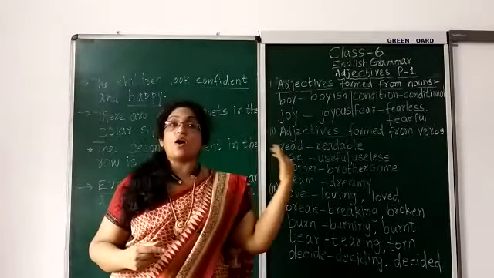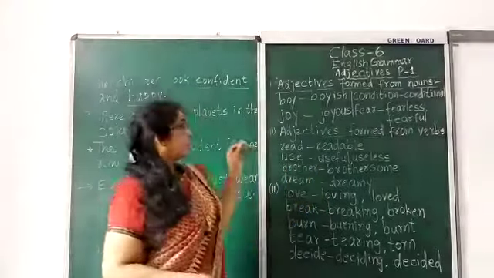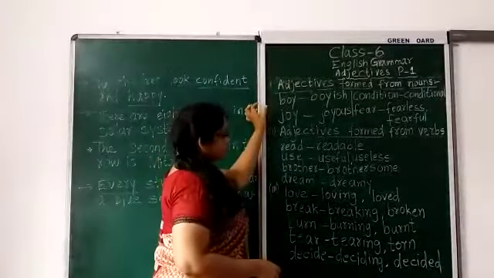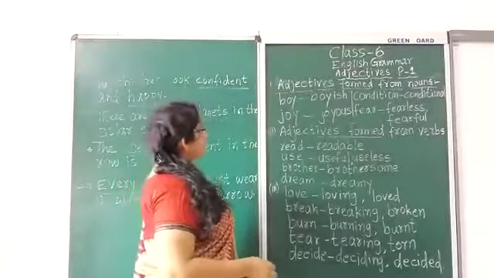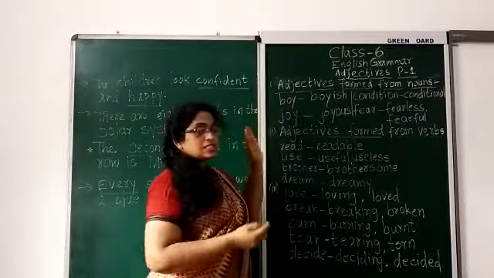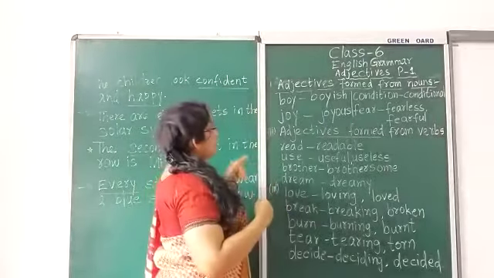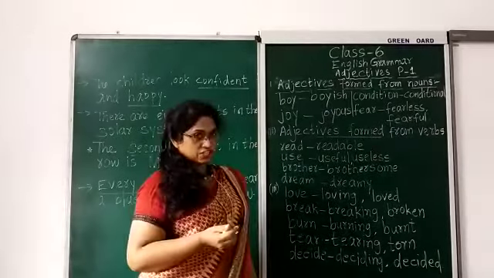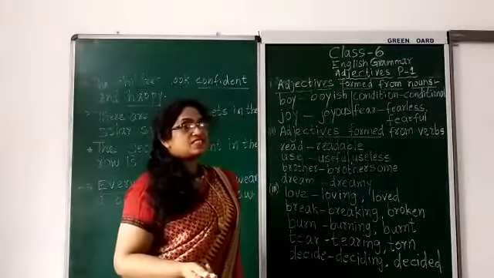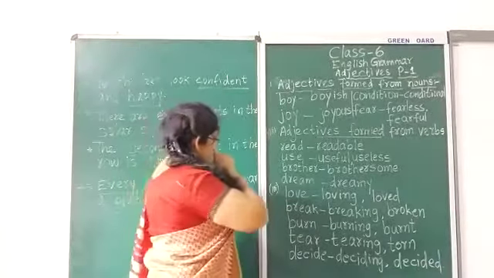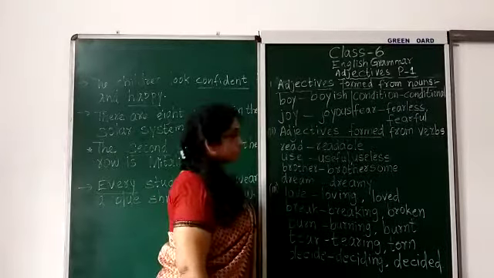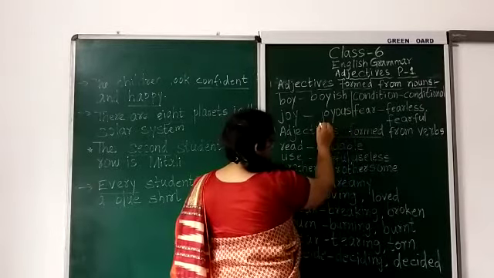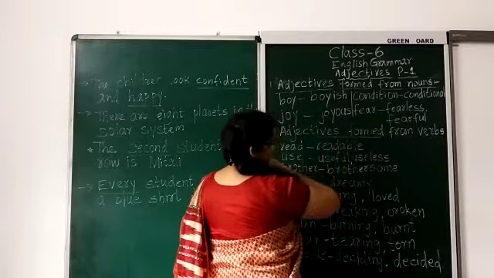Next is adjectives formed from nouns. Here are some examples. Boy. What is the adjective form of boy? Boyish. Boy is the noun form. If we add ish, it becomes an adjective. That means boyish is the adjective. Next, joy. Here, ous is added. Joy, joyous. Joyous is the adjective.